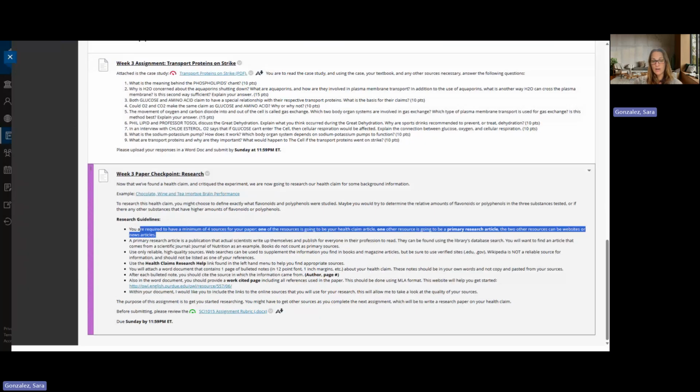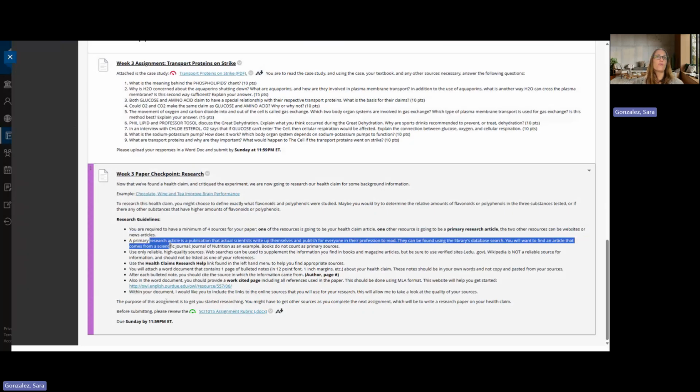If you're not sure what that is, go to our library. There are great resources about what peer reviewed means. And then the other 2, just some websites or general information about your health claim. So again, you're going to include links to the online sources. The purpose is basically just to get you used to APA formatting and research here.